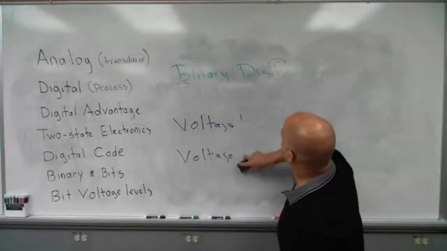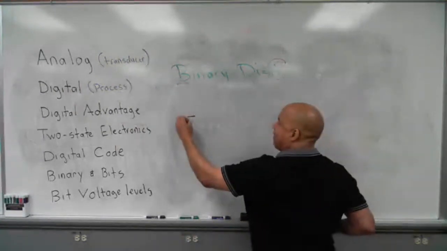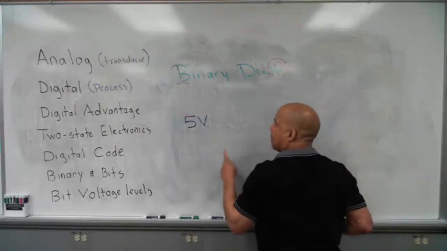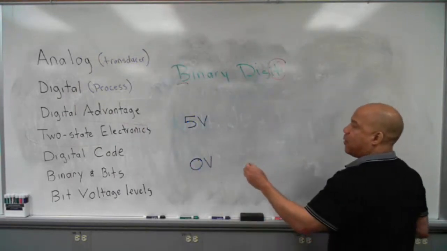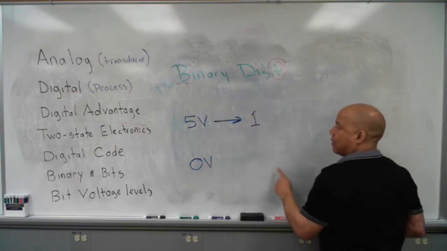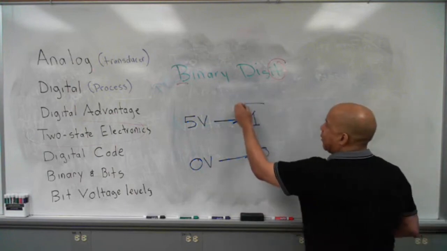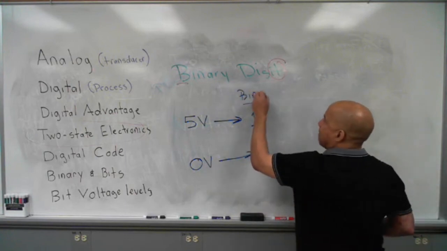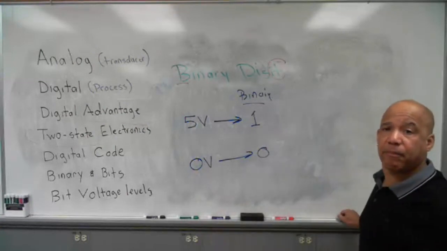Now typically, and what we'll do in this class, is we'll have a voltage level of 5 volts, or we'll have a voltage level of 0 volts. If my voltage level is 5 volts, we're going to call that a 1. If my voltage level is 0 volts, we're going to call that a 0. These are binary over here, and these are actually voltage levels over here on the left.